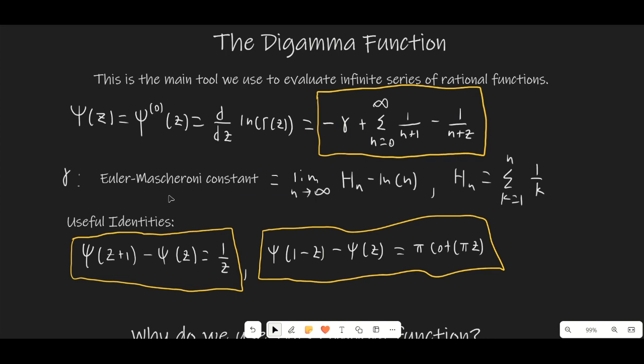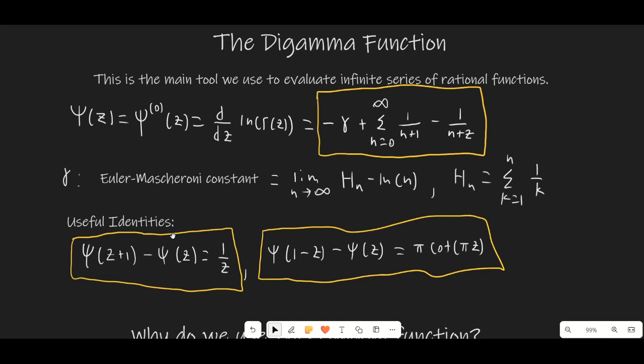It has some useful identities. For example, digamma of z plus 1 minus digamma of z equals 1 over z. And more interestingly, digamma of 1 minus z minus digamma of z equals pi cotangent of pi z. This one's also very, very useful. I'm not going to prove either of these identities.